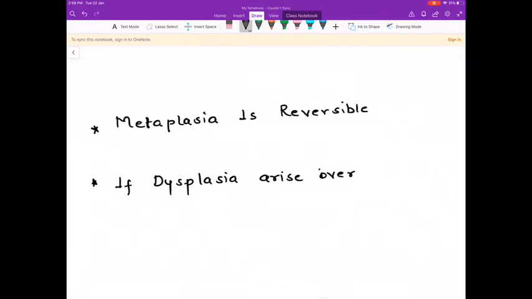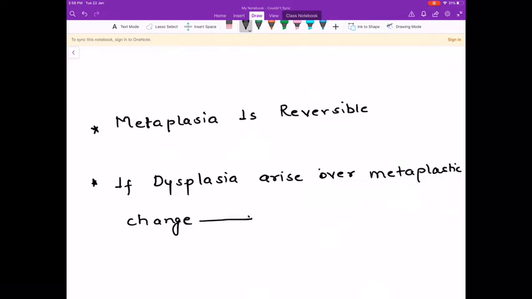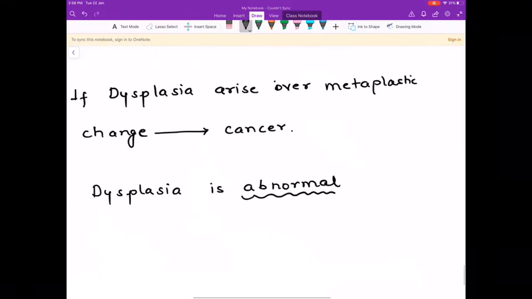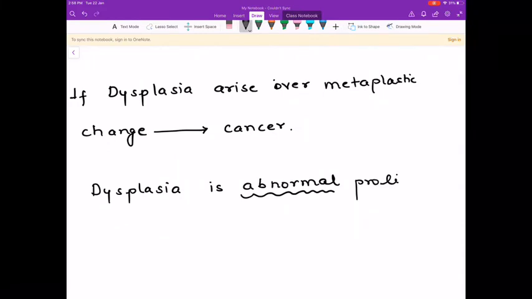But usually metaplasia proceeds to dysplasia, and if dysplasia arises over the patch of metaplasia, then this can be converted into cancer. So dysplasia is a very harmful thing. Remember, what is dysplasia? Dysplasia is abnormal proliferation of the cell. This is a very abnormal process. Abnormal is the key word. Dysplasia is abnormal proliferation of the cell.